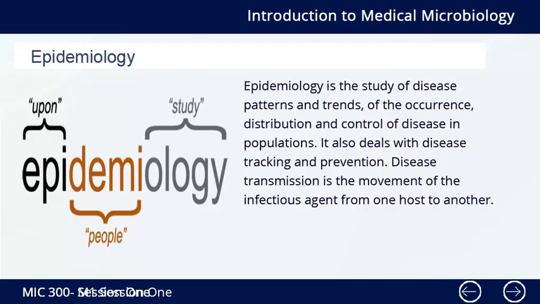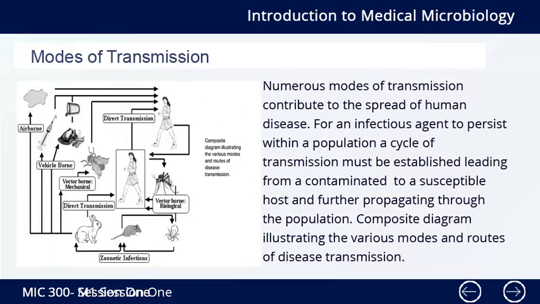Disease transmission is the movement of an infectious agent from one host to another. Modes of transmission. Numerous modes of transmission contribute to the spread of human disease. For an infectious agent to persist within a population, a cycle of transmission must be established, leading from a contaminated source to a susceptible host and further propagating through the population. A composite diagram illustrates the various modes and routes of disease transmission.